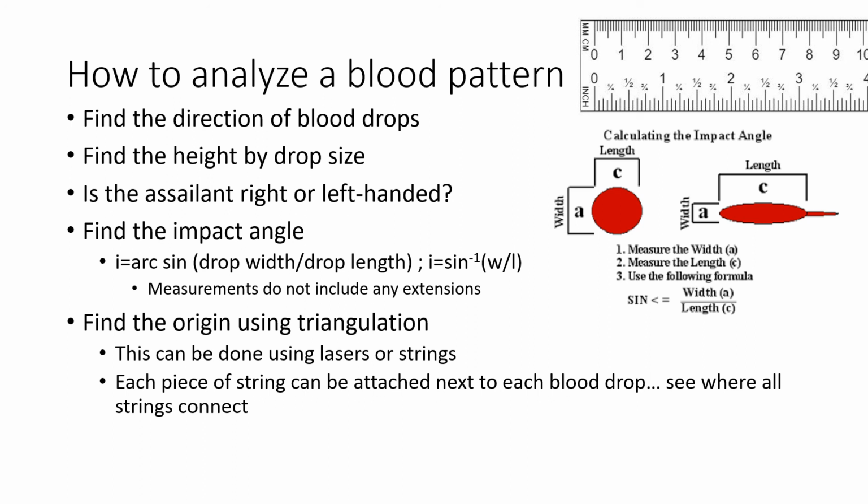And one thing to note is whenever we are measuring blood drops, we do not include any of those extensions or spines. So to show you how this looks, let me see if I can manipulate this at all. Here I have two blood drops. We have one that's very circular, so this is most likely from a 90-degree angle.